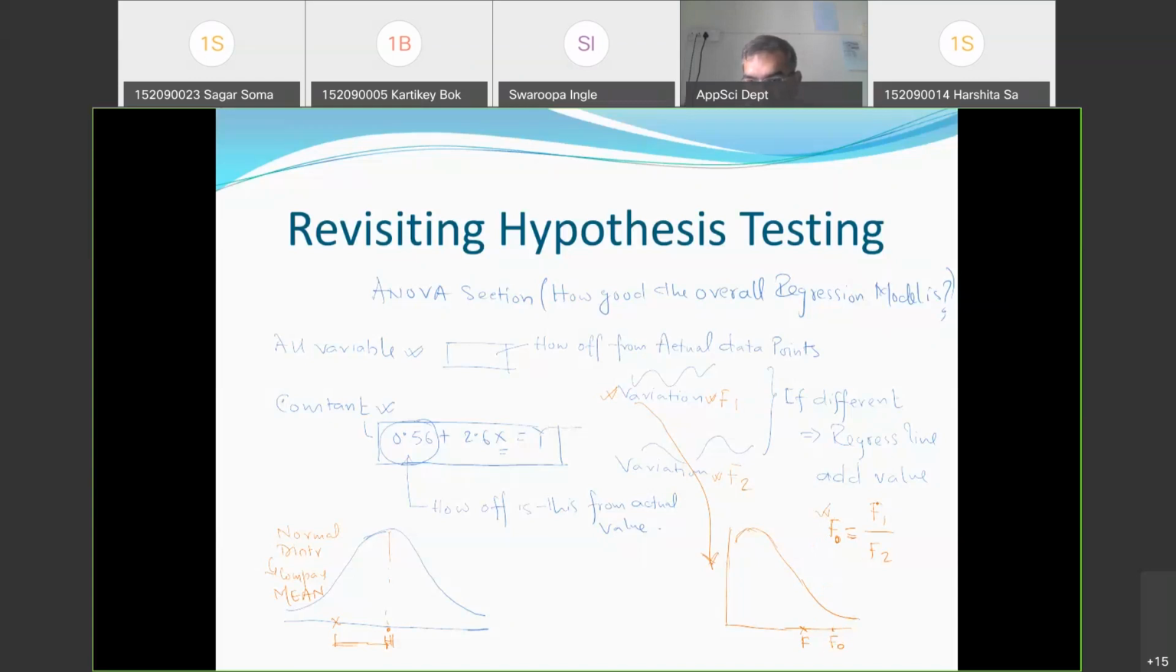So we say that these variations are significantly different. So then our regression line adds value. The regression line makes sense.